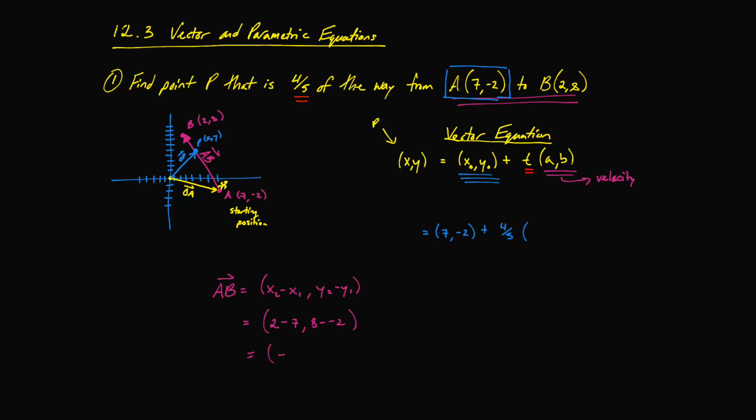You're going to get -5 and 10. So this is going to be -5, 10 here. Just for symmetry, I like to have blue here. There we go. Okay, so let's keep going through.